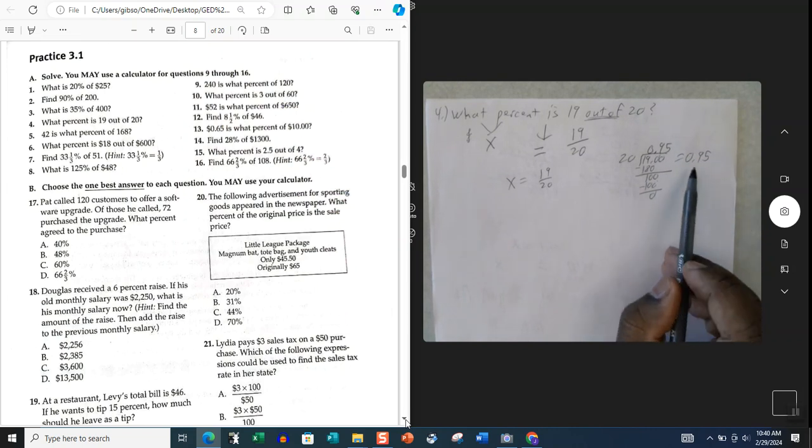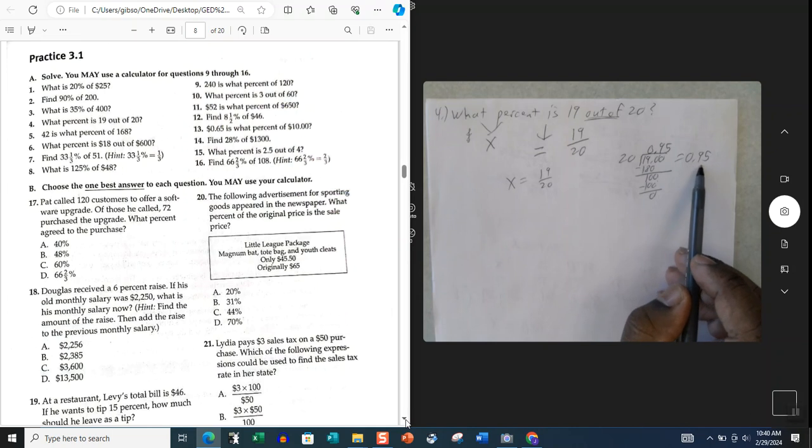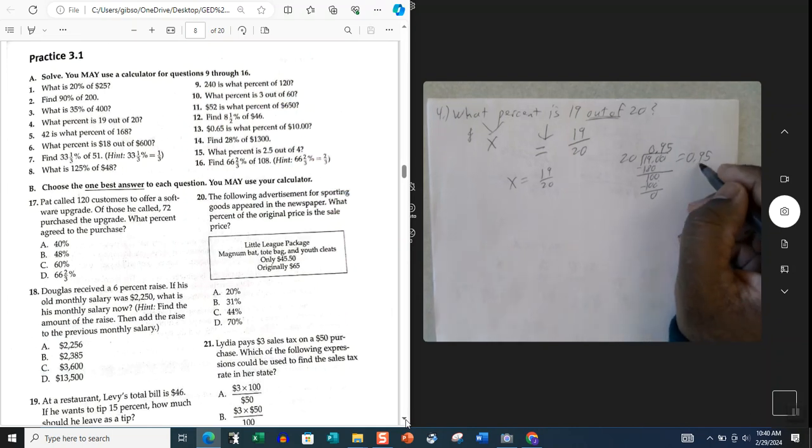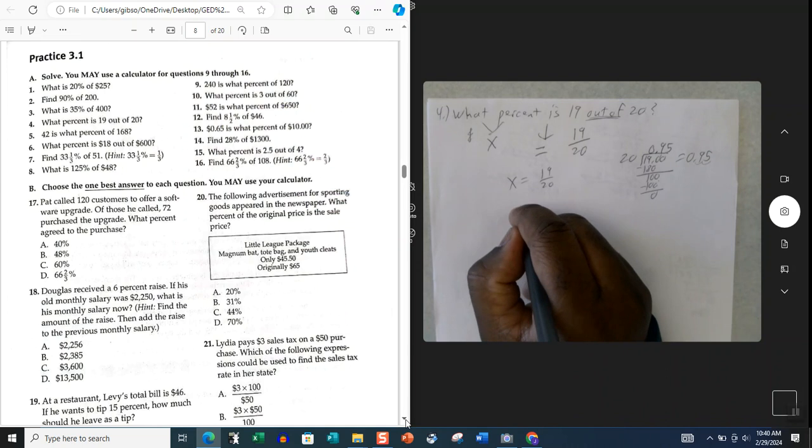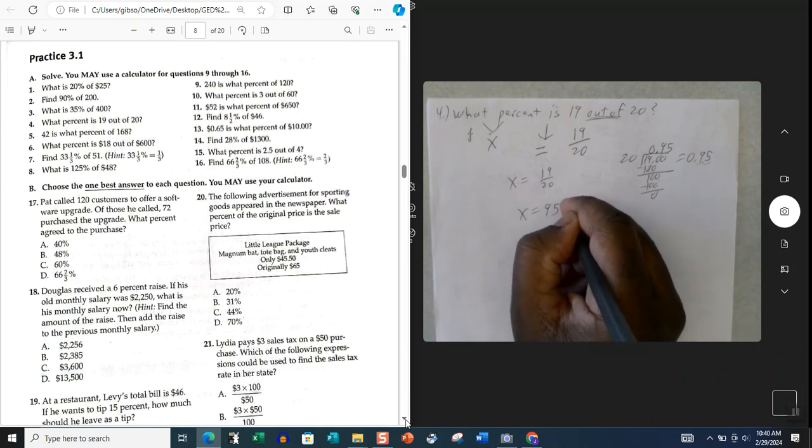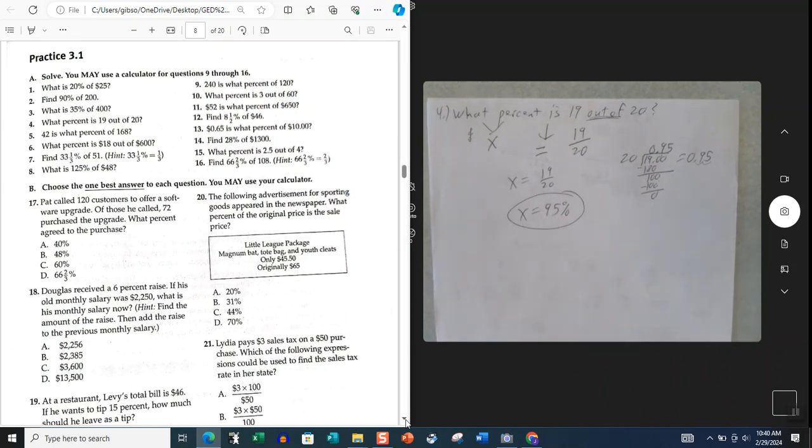And as I showed y'all in class, to change a decimal to a percent, you will move the decimal 2 places to the right, and x will be 95%. That will be your percent. So 95% is the percent of 19 out of 20. Okay, now let me just take a quick break here.